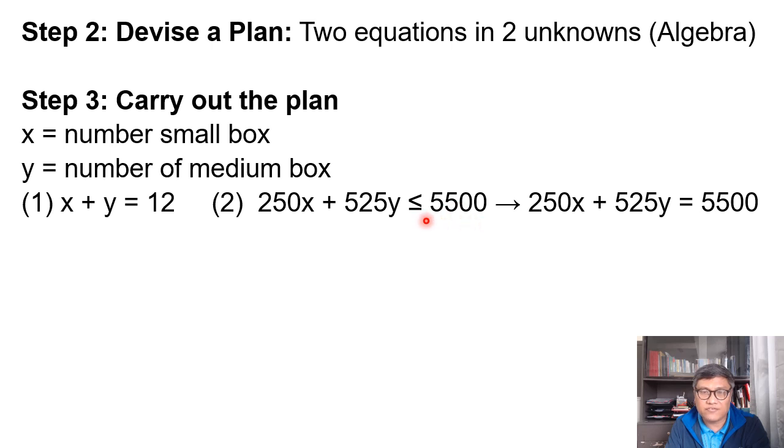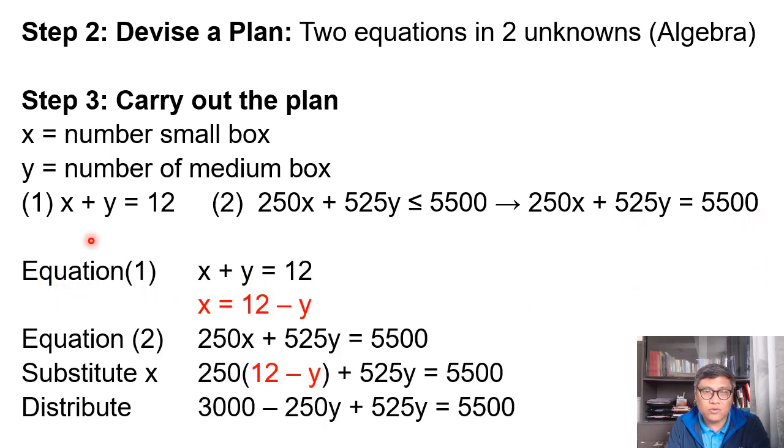But first, because you might be confused by the less than or equal to, you just change this to an equal sign so that it would be easier for us to solve. Looking back at the first equation, I know that the total is 12. In terms of the other variables, I will be isolating the small box, so x is equal to 12 minus y. This is the one that I need to substitute into equation number 2. So instead of x here, I will be substituting 12 minus y.